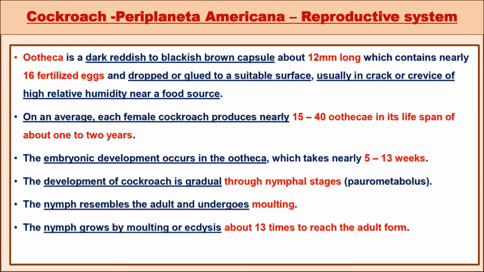Normally, the insect lays the eggs in cracks or crevices which have high humidity and are as near as possible to the food source. So on an average, every female cockroach produces about 15 to 40 such ootheca in its lifespan of about 1 to 2 years. The embryonic development inside the ootheca takes about 5 to 13 weeks. It is very slow, and the young ones which come out of these eggs are called nymphs. They do not resemble the adult. They grow by undergoing molting or ecdysis, and it takes about 13 ecdyses to reach the adult form.